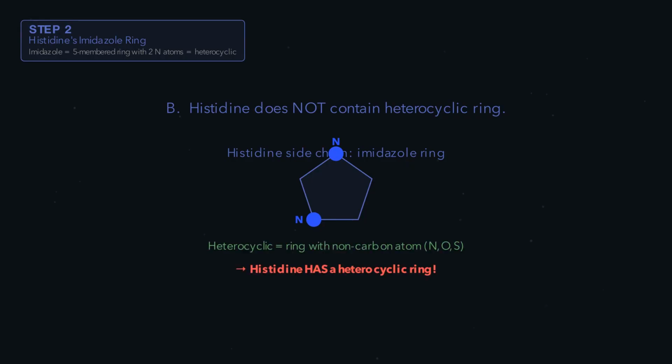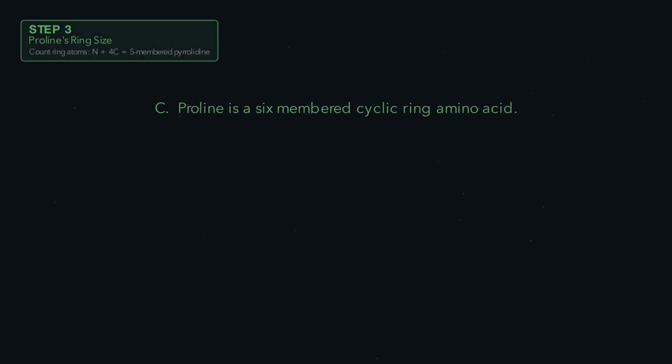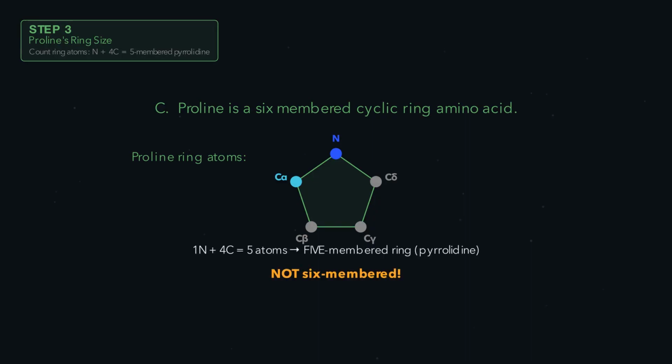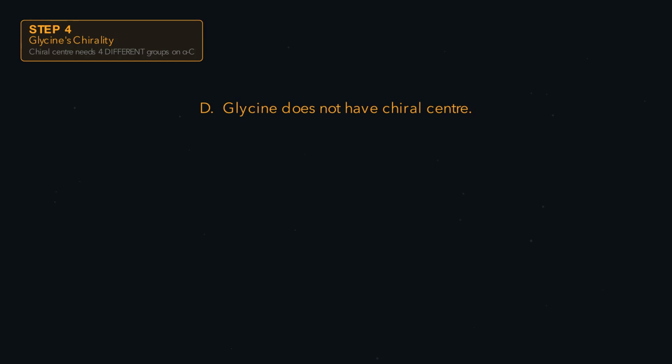a 5-membered ring with 2 nitrogen atoms embedded inside it. Any ring with a non-carbon atom is by definition heterocyclic. Statement B is false. Statement C says proline is a 6-membered cyclic amino acid. Let's count the atoms in proline's ring. 1 nitrogen plus 4 carbons. That's 5 atoms total. The ring is called pyrrolidine, and it is 5-membered, not 6.